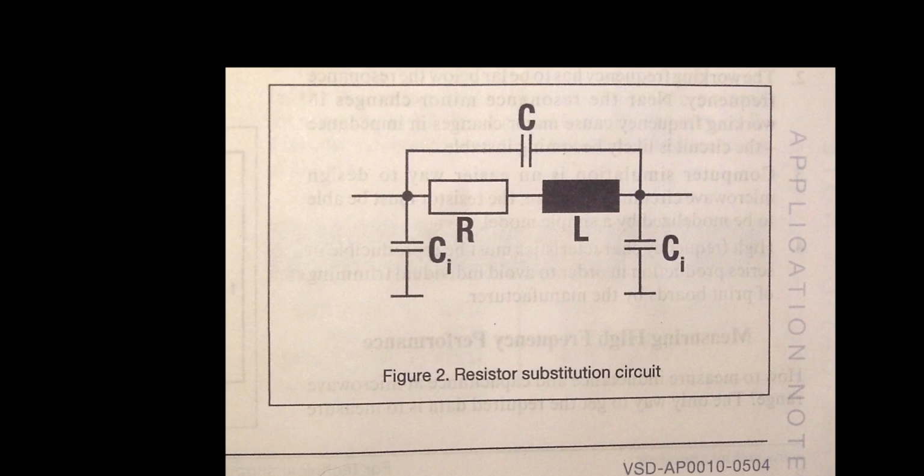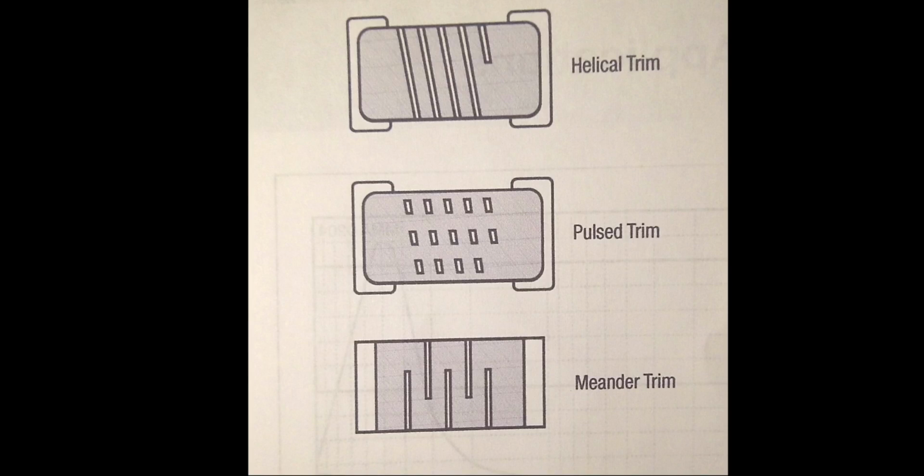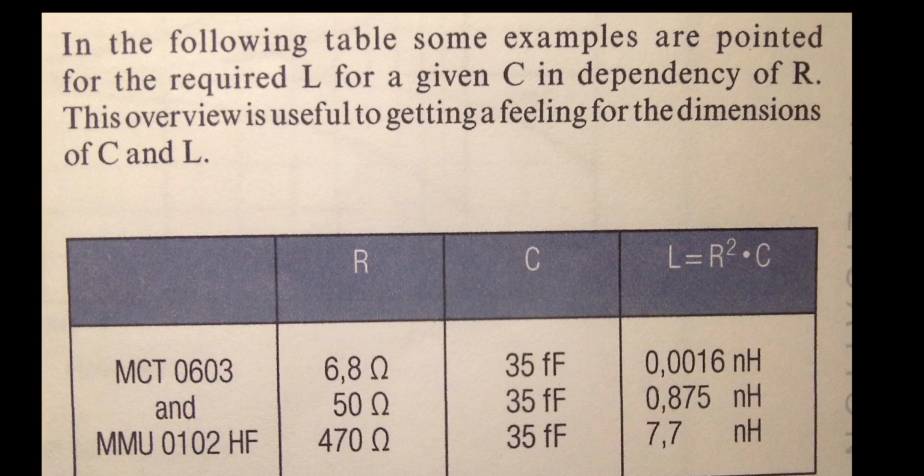And that's because your resistance is made by chopping up resistive inks, either in a spiral form at the top, which could be 22 nanohenries in a large value resistor, pulse trim, or the meander trim. And so the inductance in the particular one that I would recommend for this is MCT0603. At 50 ohms, we're talking about 0.875 nanohenries, and maybe a half of 470 would be 7.7 nanohenries. So that's what we're going to use.